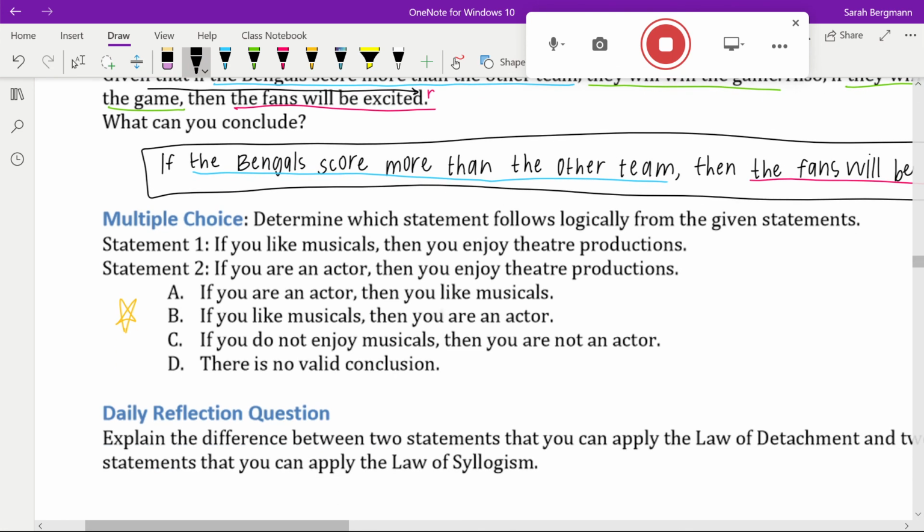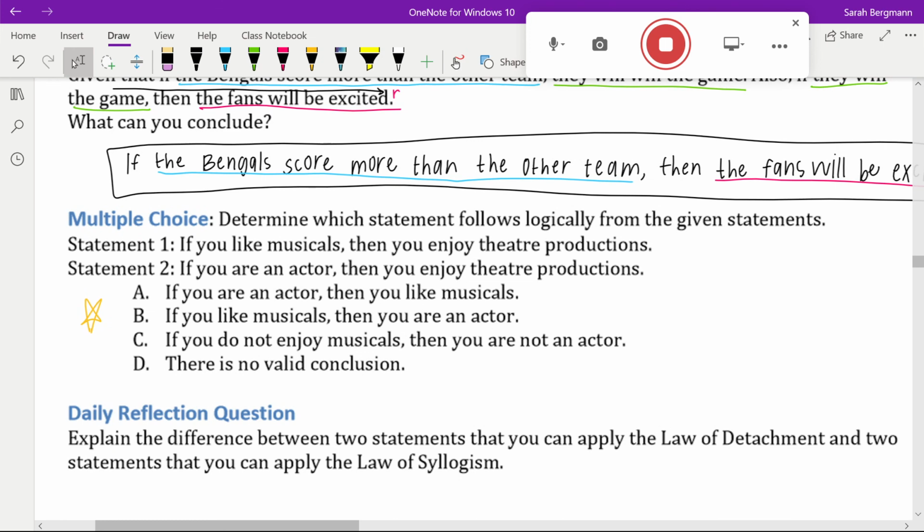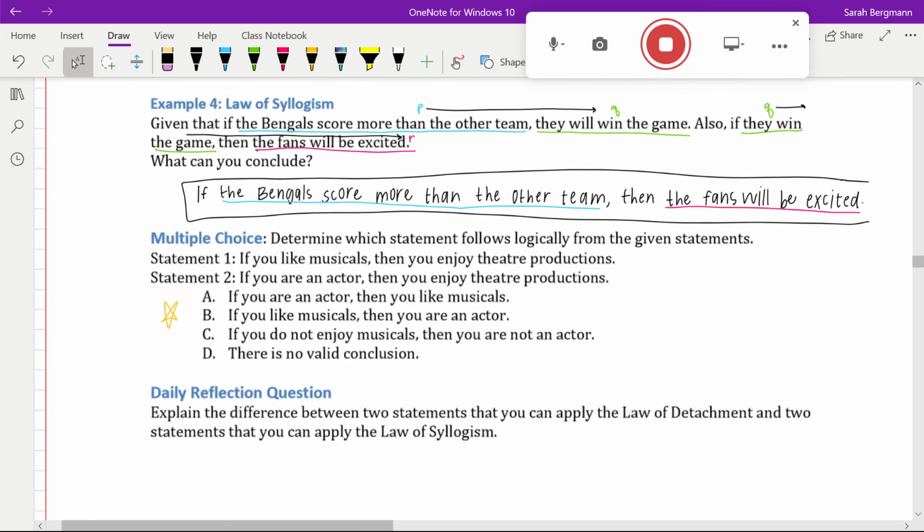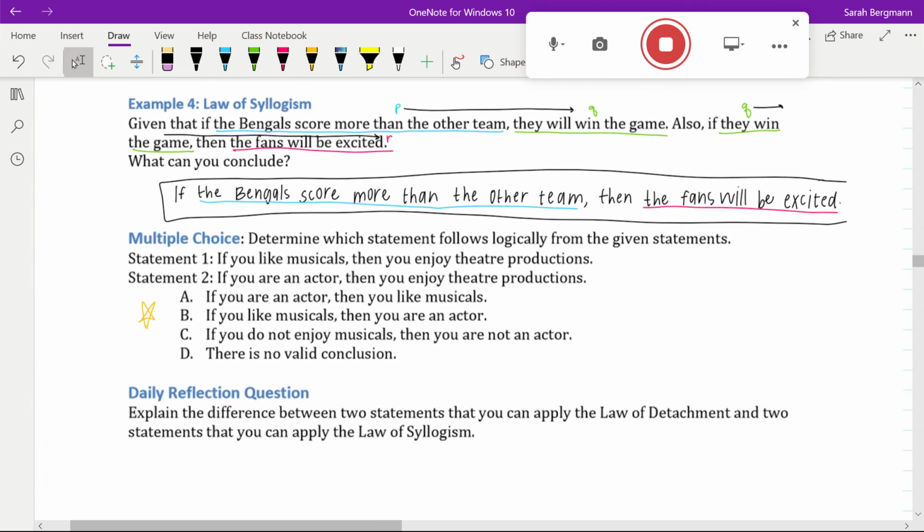Also, I'd like you to reflect on this question tonight. Explain the difference between two statements that you can apply the law of detachment and two statements that you can apply the law of syllogism. There are some minor differences where you can really tell which law will apply. See if you can figure that out.